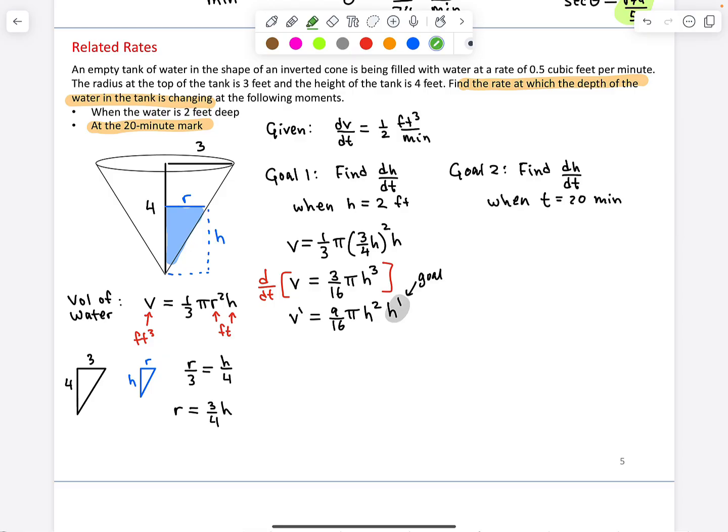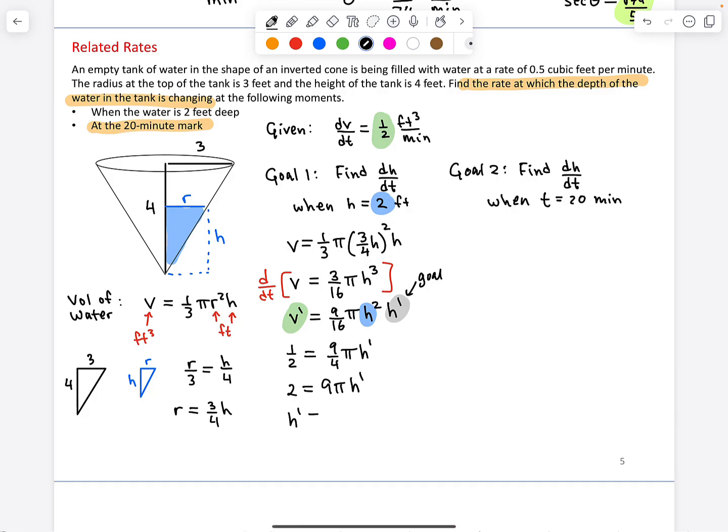So I'll need to substitute 1/2 for V prime, and the moment in question is when H is 2, so that can go in for this H here. And there are no other variables here, so I can now solve for H prime. So 1/2 goes in for V prime. H is 2, so squared that's 4, and times 9/16 will become 9/4 pi times H prime. Multiply both sides by 4 gives me 2 equals 9 pi H prime.